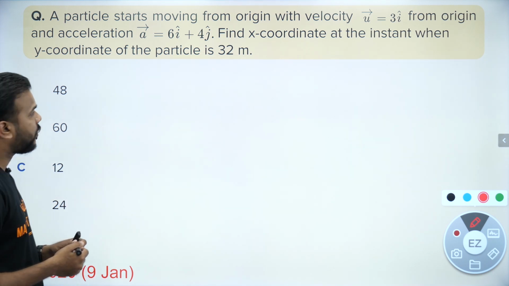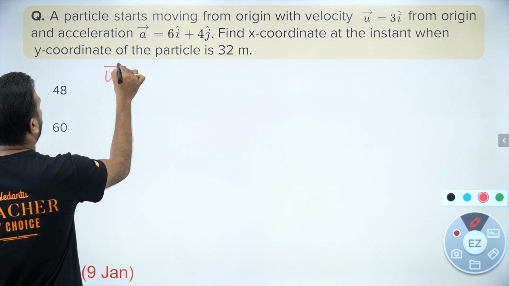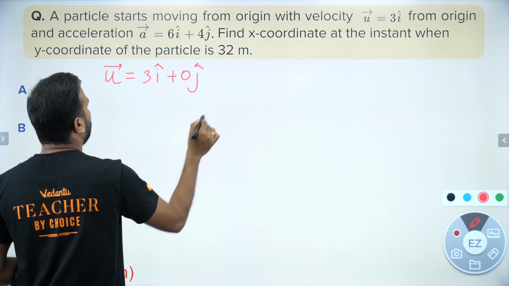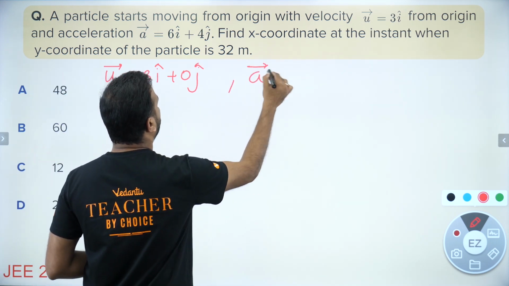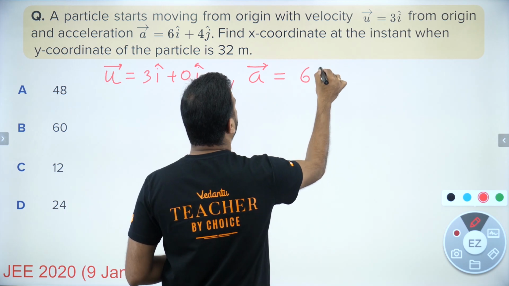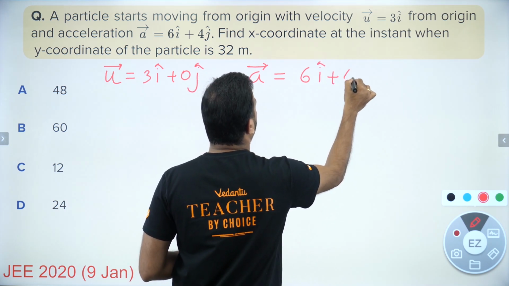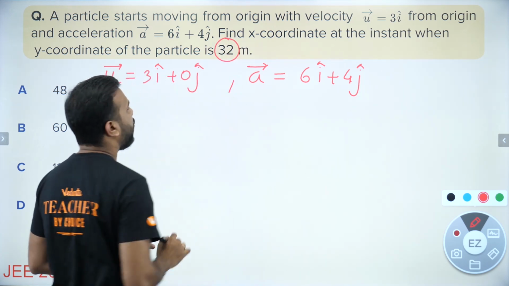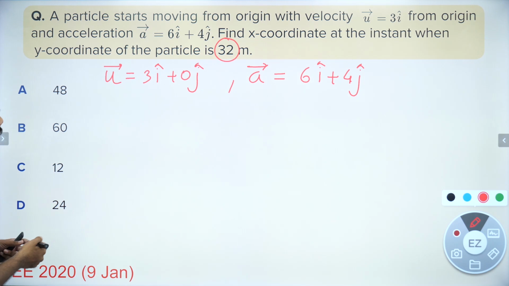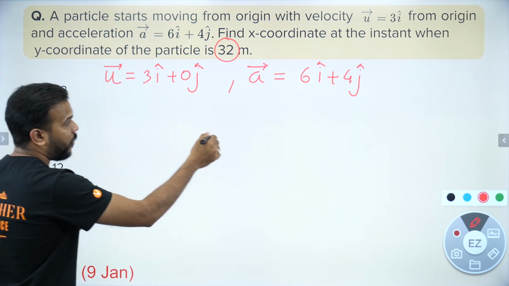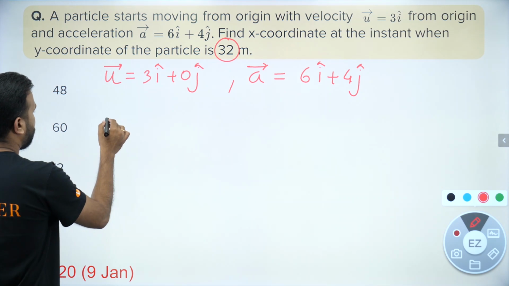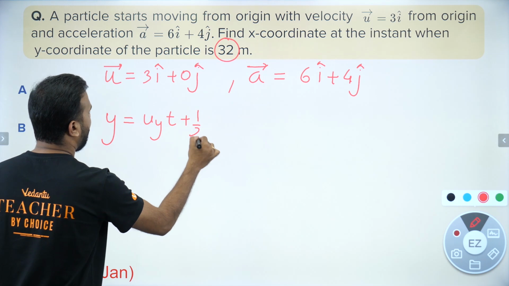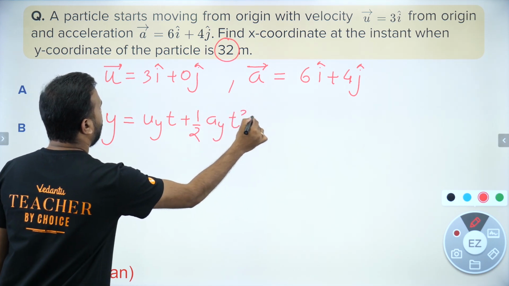So guys, initial velocity you can write as 3 i cap plus 0 j cap. Yes or no? And acceleration has already been given for both the components, that is 6 i cap plus 4 j cap. So I need to know at what time the body's y coordinate will become 32 meters. For y direction, initial velocity is 0, acceleration is 4. So let's use y equal to uy t plus half ay t square.